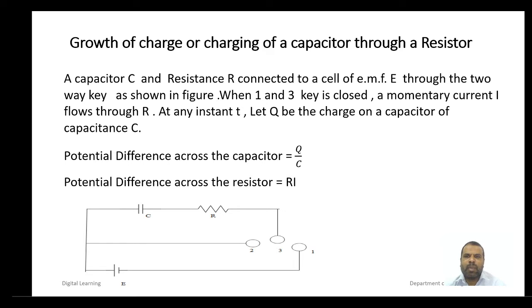A capacitor C and a resistor are connected to a cell of EMF E through the two-way key as shown in figure. When keys 1 and 2 are closed, a momentary current I flows through R. At any instant t, let Q be the charge on a capacitor of capacitance C. Potential difference across the capacitor is equal to Q by C. Potential difference across the resistor is equal to R into I.